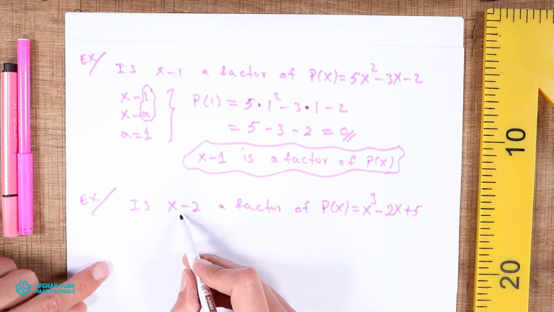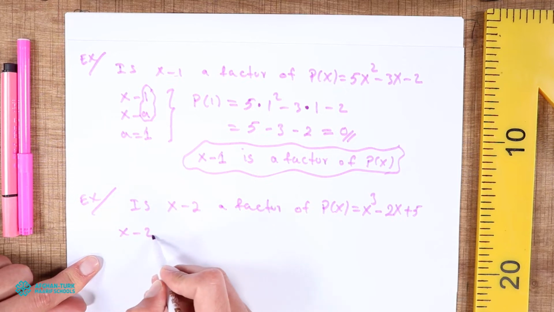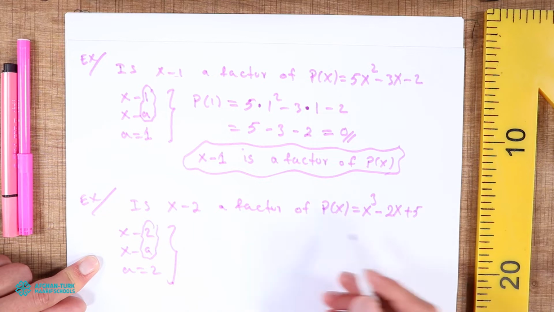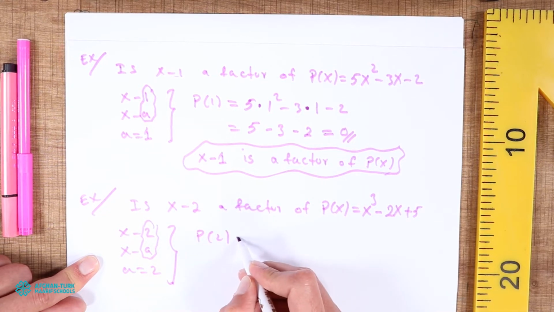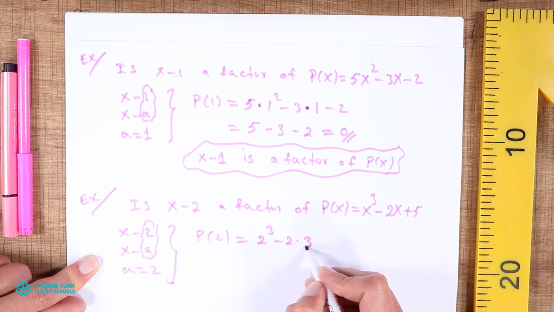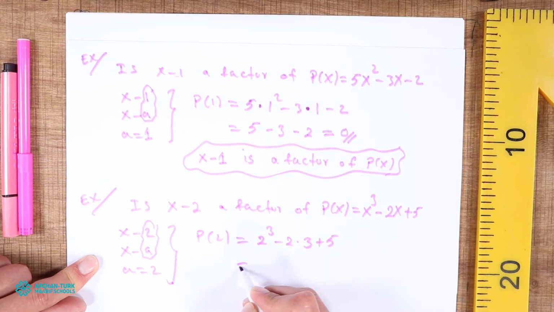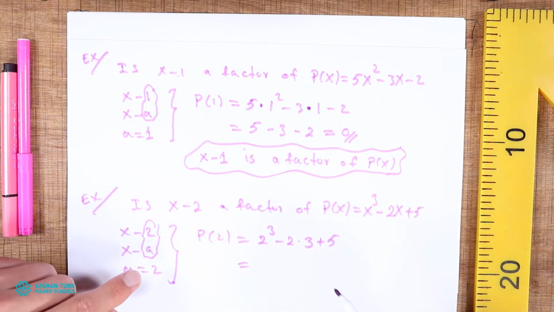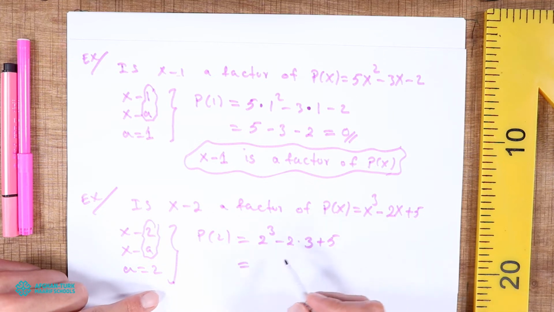Let's check in here. What is a? X minus 2, x minus a, we said that we must divide by x minus a. So in here you can see that a is equal to 2. From here, p of 2 is equal to 2 to the power of 3 minus 2 times 3 plus 5. So does it come 0 or not? If it is 0, it is a factor. If it is not 0, it will not be a factor of p of x.